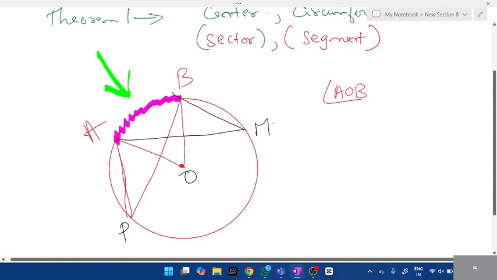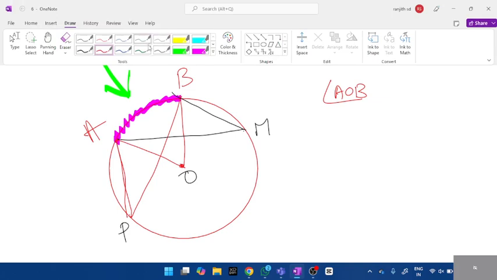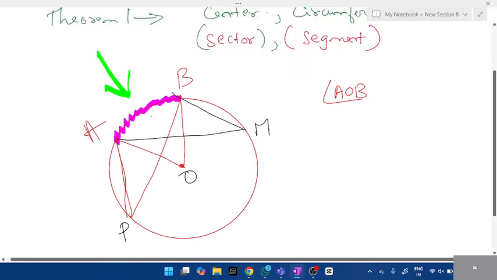I'll ask you a question. AOB, is it a sector or segment? Answer properly, not segment, sector. How is AOB formed, Ivania? Through chord or radius? Radius. So if it is radius, R is present, right, in radius. So is it a sector or segment? Sector. Yes, AOB is a sector.